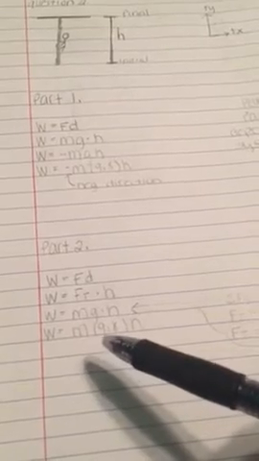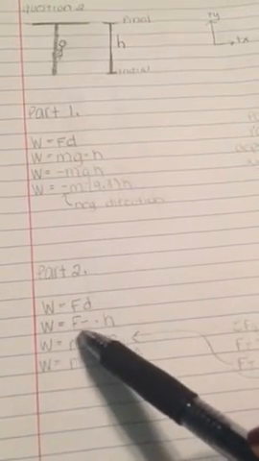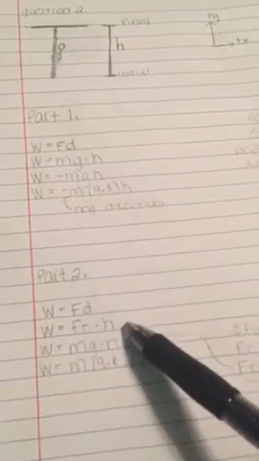And then part 2 says how much work has been done on you by the rope. So work equals force of rope, which is the force of tension, times distance. So work equals force of tension times distance, which again is height.